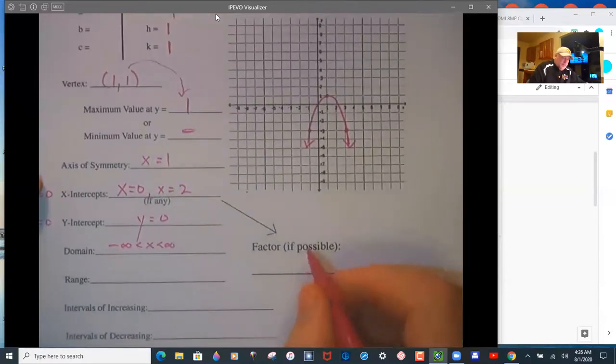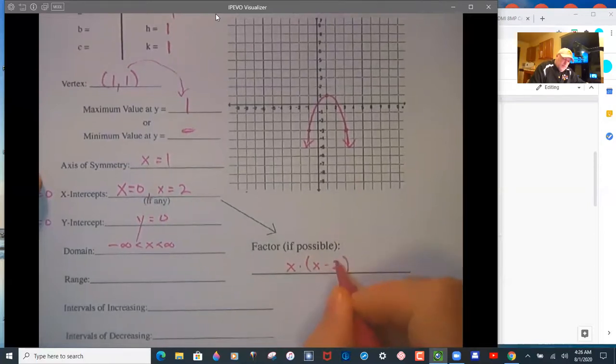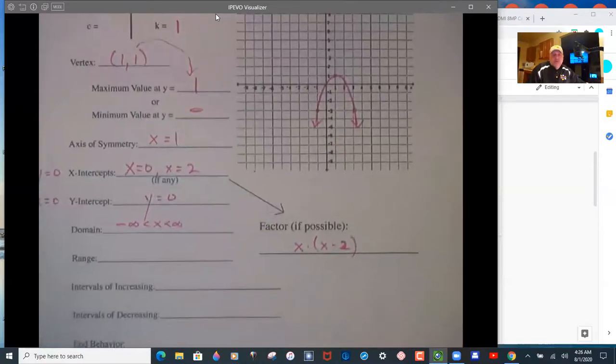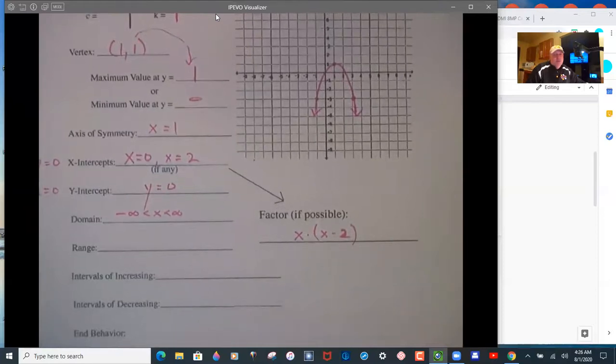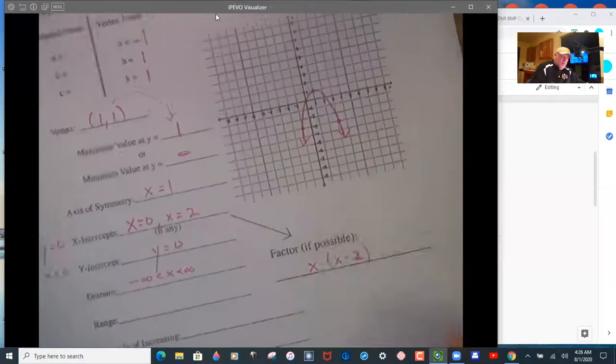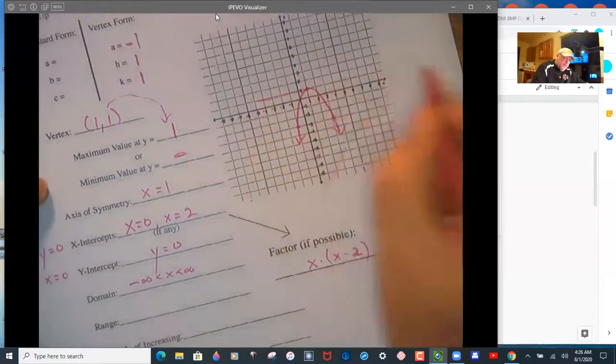Factor if possible. I want you to try to figure this out. I'm going to leave that up to you. Every once in a while, I'll leave a bit of information up to you. So notice the top side is on the box here.